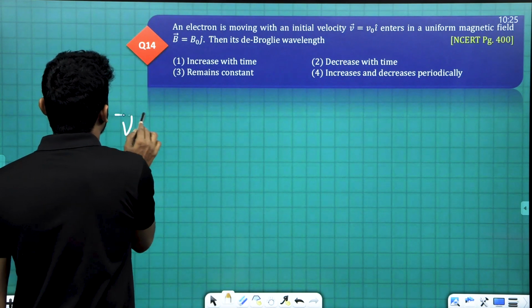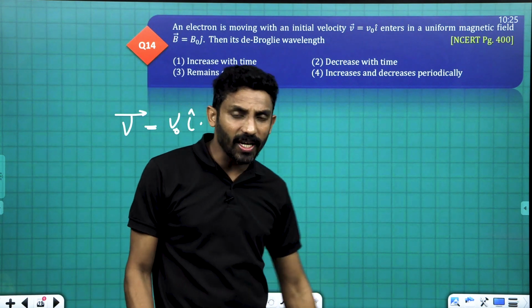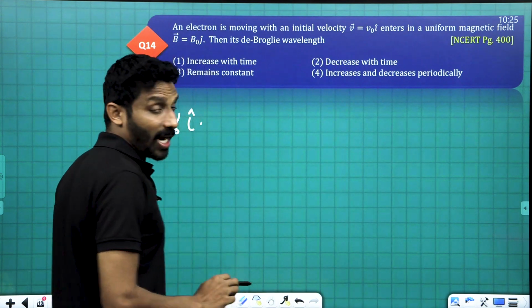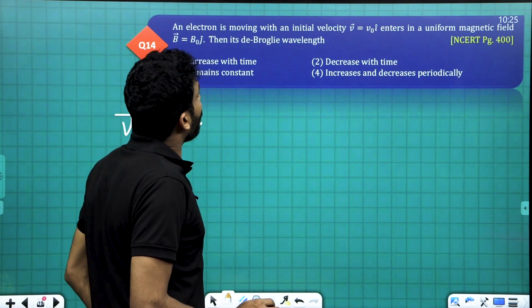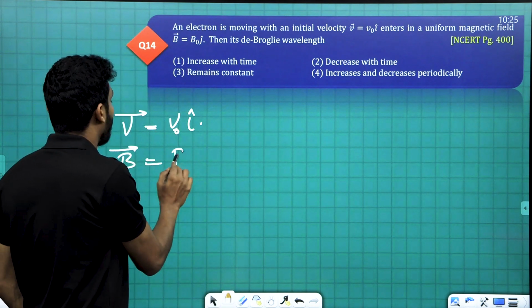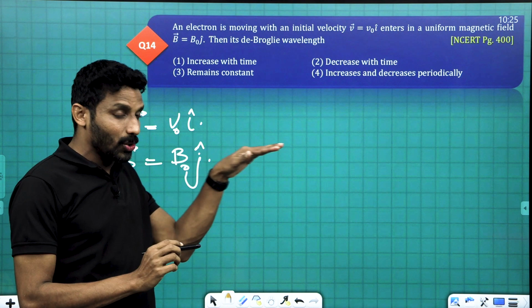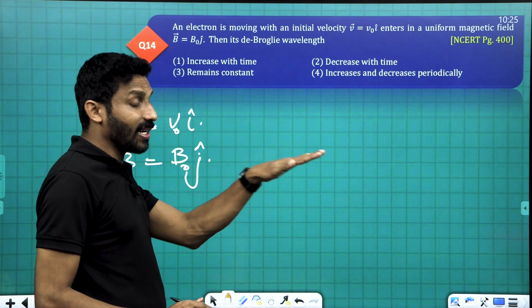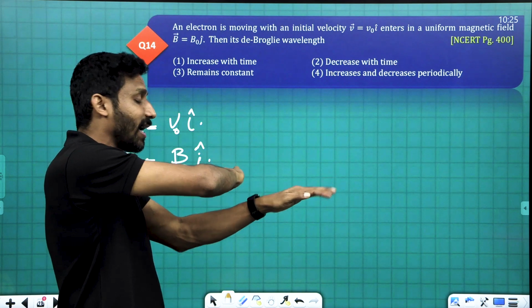Vector V is equal to V naught into I cap. An electron is moving in the positive x direction, I cap, with a magnitude of velocity V naught. It enters into a uniform magnetic field, vector B is equal to B naught J cap. Means the electron along the positive x direction is entering into a perpendicular field, which is directed along the positive y direction.